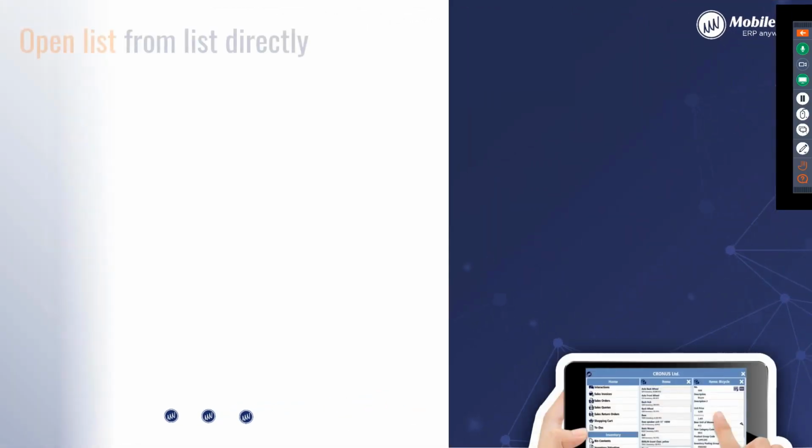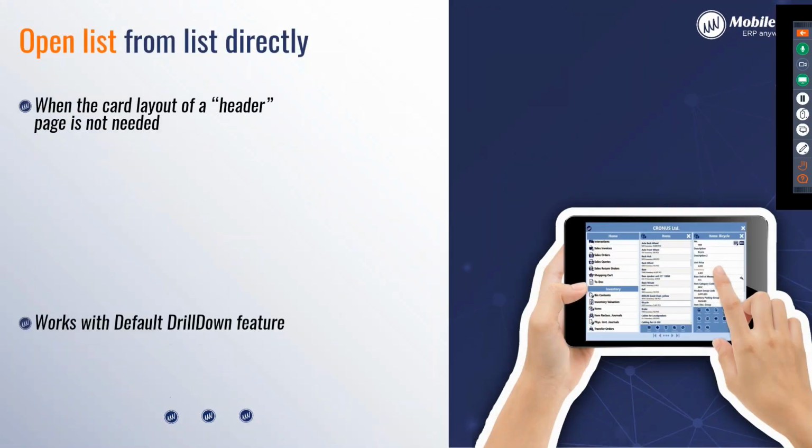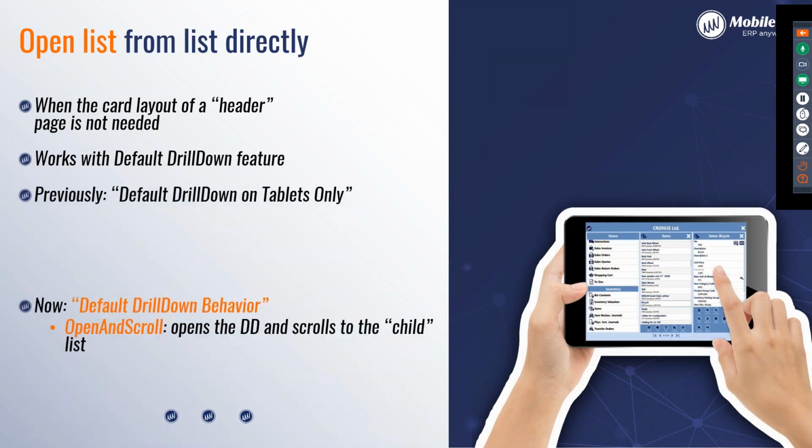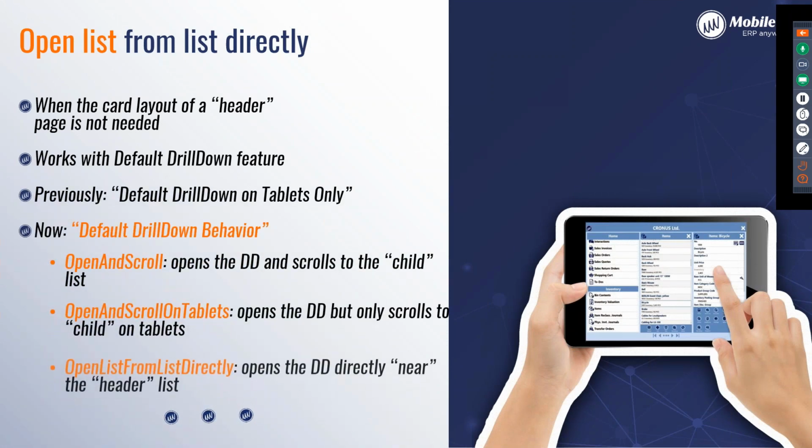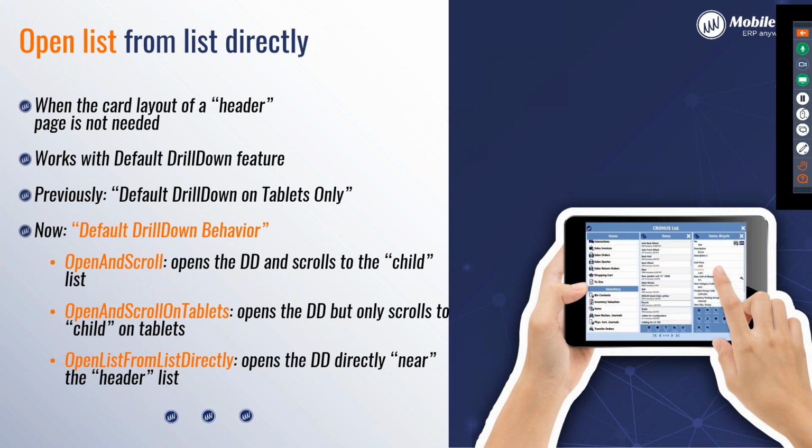Okay, next feature: open list from list directly. Basically, this has also been requested by partners many times. We didn't judge that it's so important, but now we devote to the line list. This can be interesting on phones or where you only see one column at a time, so then the focus will automatically move to the line list.